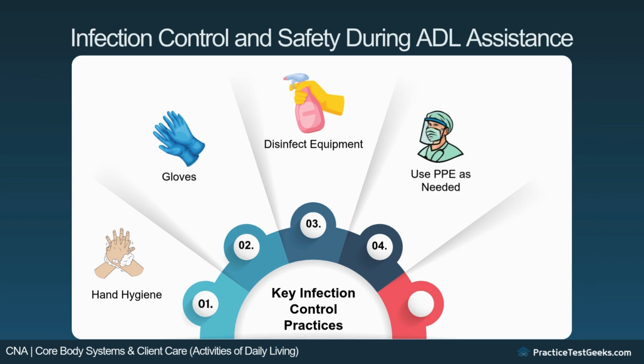4. Use PPE as needed. Wear appropriate PPE. Example, gown, mask, if the situation requires additional protection. Example, handling blood or bodily fluids. 5. Safe disposal. Dispose of any soiled materials, wipes, or pads in designated waste containers to avoid contamination.